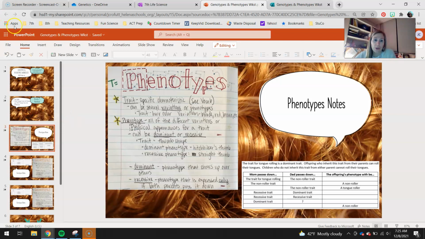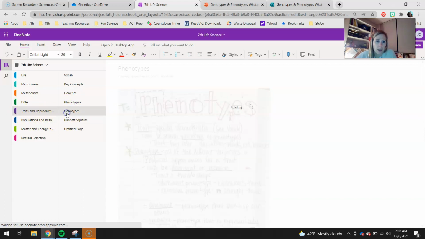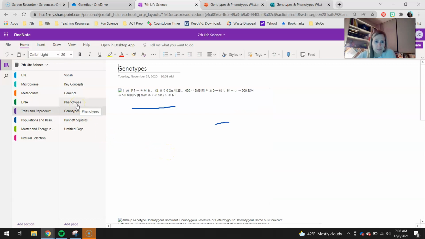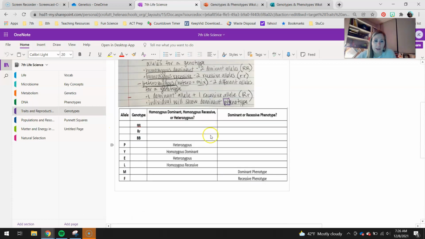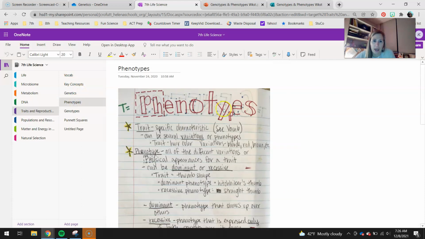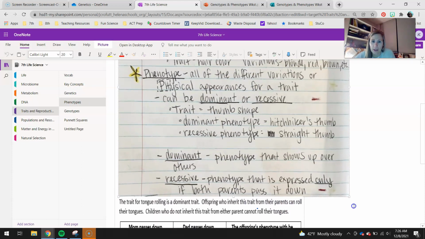Okay, so let's go through these notes. You should have added them both to your notebook. Here are my phenotypes notes under my phenotypes page with my traits and reproduction section. And same thing, here are my genotype notes. They're going to take a second to load for me. We're going to go through these notes, but there's also a little example page that I'm going to do for you, so we'll go through that as well. Let's start with our phenotypes. I'm going to make this a little bit bigger for you.